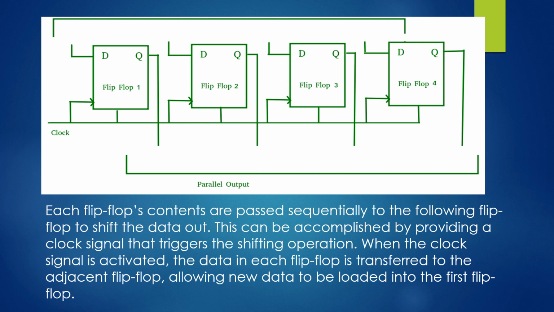Each flip-flop's contents are passed sequentially to the following flip-flop to shift the data out. This can be accomplished by providing a clock signal that triggers the shifting operation. That's all.